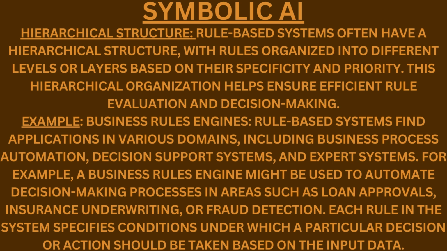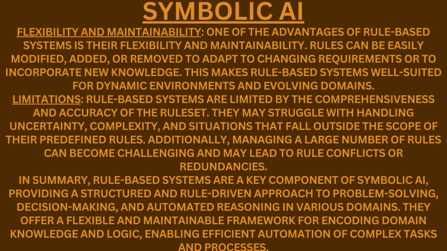Example: business rules engines. Rule-based systems find applications in various domains including business process automation, decision support systems, and expert systems. For example, a business rules engine might be used to automate decision-making processes in areas such as loan approvals, insurance underwriting, or fraud detection. Each rule in the system specifies conditions under which a particular decision or action should be taken based on the input data.